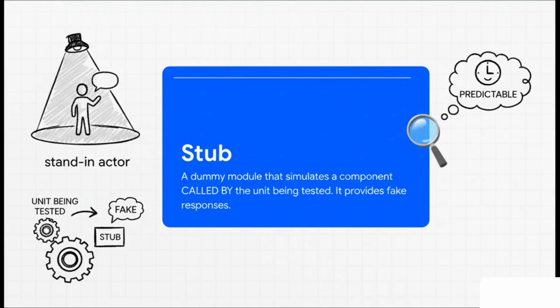So, first up, let's talk about stubs. A stub is like a dummy placeholder for a component that your code calls. Imagine it's like a stand-in actor in a movie who only knows one line. It doesn't have any of the real complex logic. It just gives back a simple, predefined answer so your test doesn't get stuck.